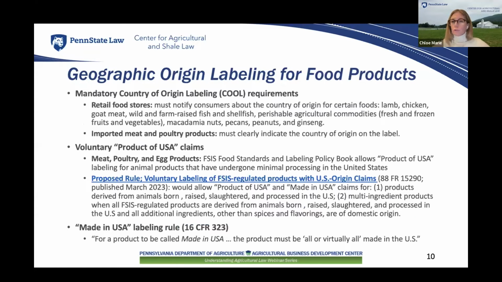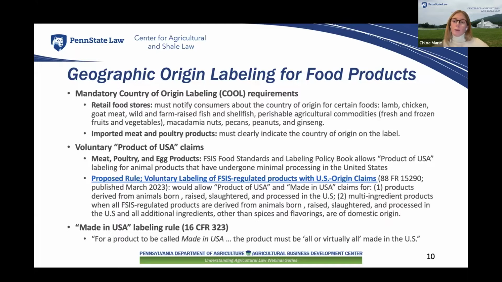Before I go over the specifics of the label itself, I'd like to talk about the rules concerning the origin of the food product. The country of origin labeling regulations require retail food stores to inform consumers about the country of origin of certain foods, including lamb, chicken, goat meat, wild and farm-raised fish and shellfish, perishable agricultural commodities, including fresh and frozen fruits and vegetables, macadamia nuts, pecans, peanuts, and ginseng.